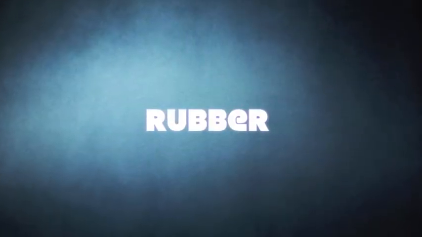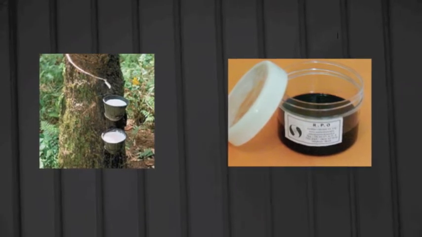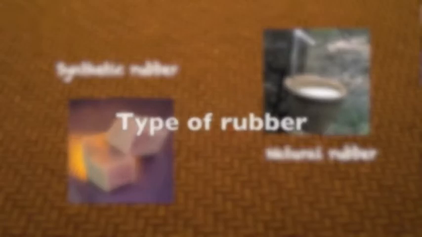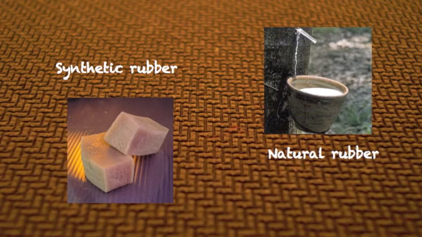Now I'm going to talk about rubber. We can find rubber in the stock of trees or oil. Sometimes it can be recyclable, and it's a polymer. There are two kinds of rubber, natural rubber and synthetic rubber.